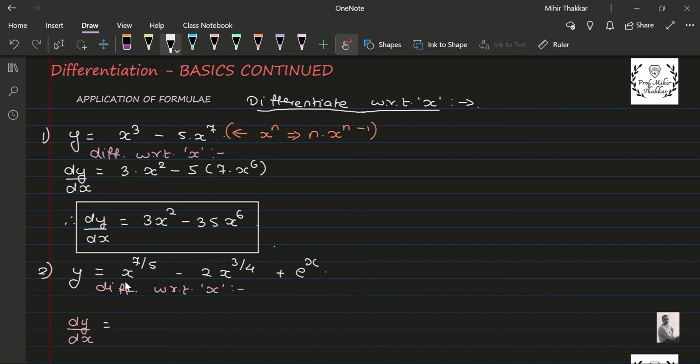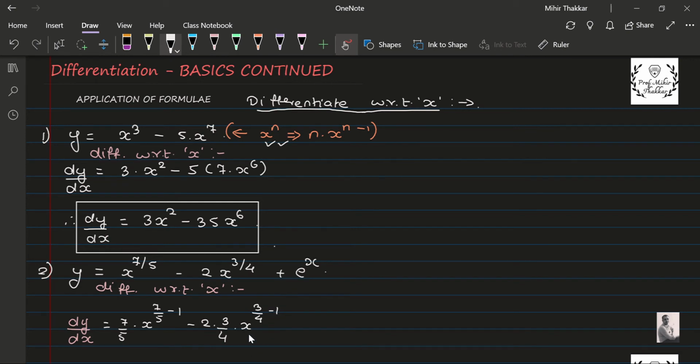the first term, x raised to 7 by 5, once again represents our same formula of x raised to n. So the answer is n into x raised to n minus 1. So I will get over here 7 by 5 x raised to 7 by 5 minus 1. Minus 2 is the coefficient, so we will leave it as it is. For x raised to 3 by 4, again the same formula, n into x raised to n minus 1. So that gives me 3 by 4 x raised to 3 by 4 minus 1.